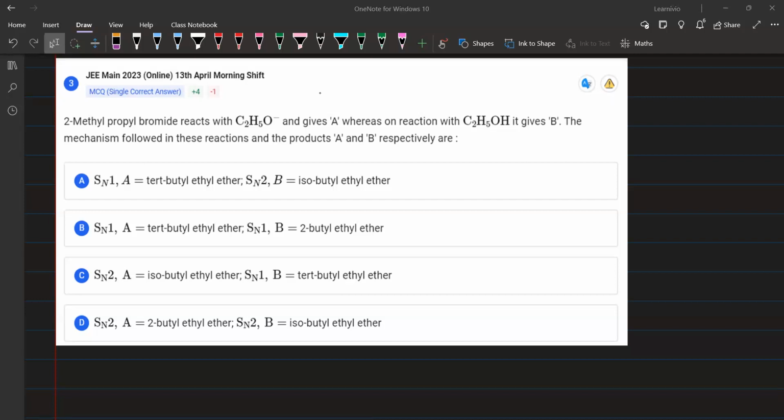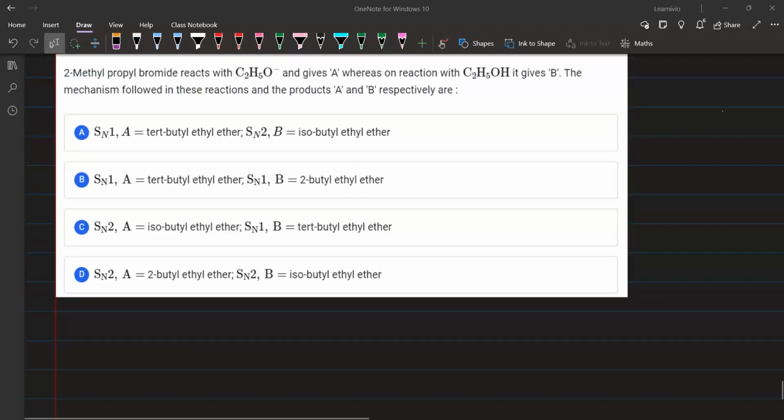Okay, so the 2 minutes are over. Please see here, guys. We have 2-methyl propyl bromide. So we have propyl, that means 3 carbon atoms, and it is having a bromine. And there is 2-methyl. This is first carbon, this is second carbon atom.